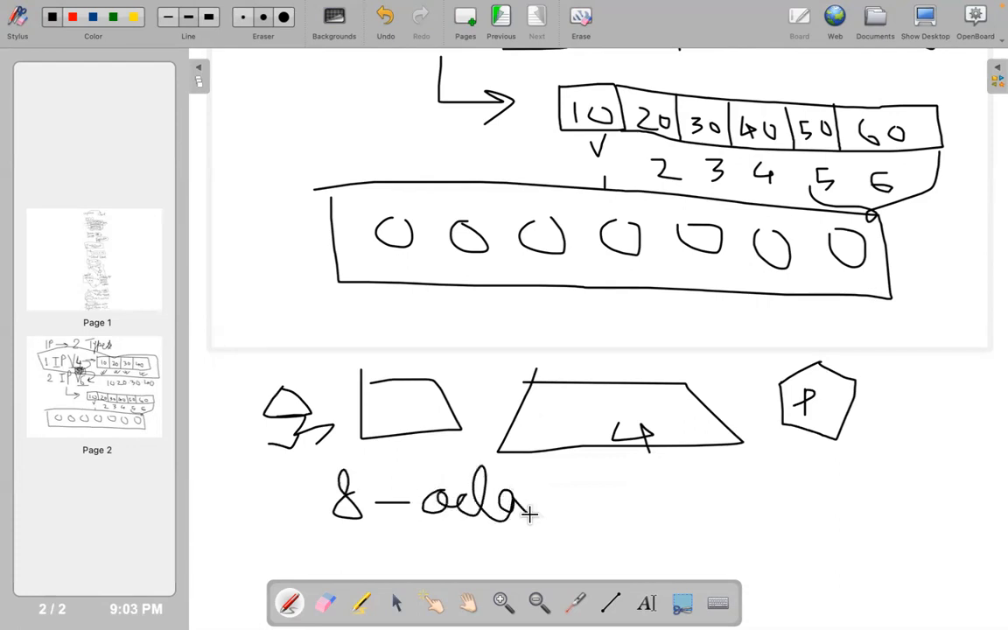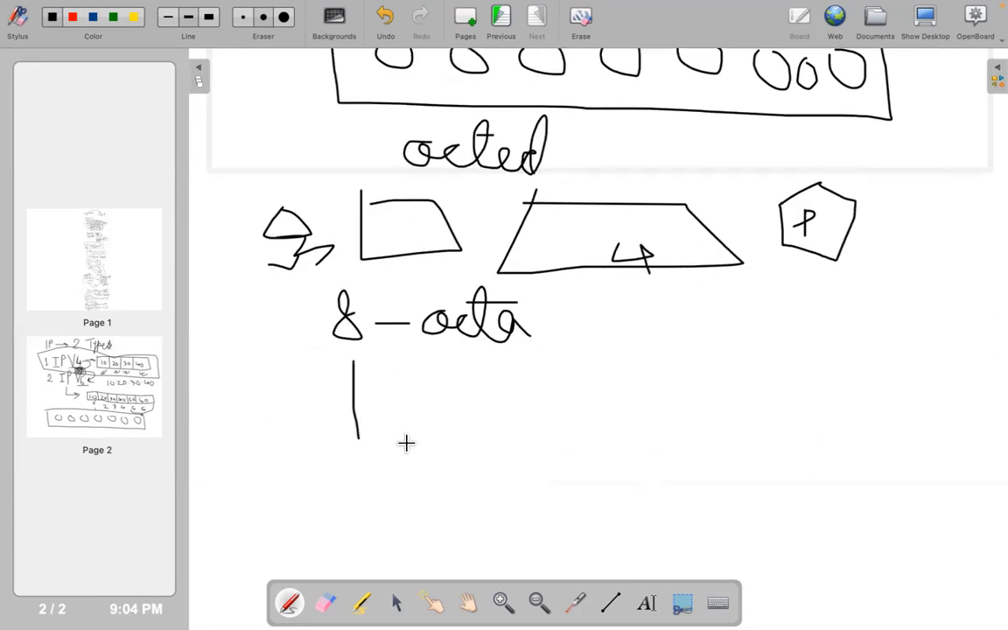So from this mathematics word, octet came. Since there are eight, they kept octet. This is called one octet: 1, 2, 3, 4, 5, 6, 7, 8. Right?